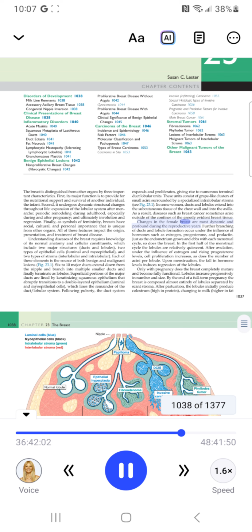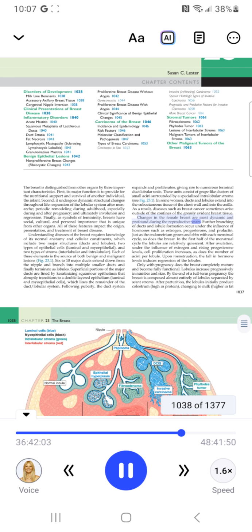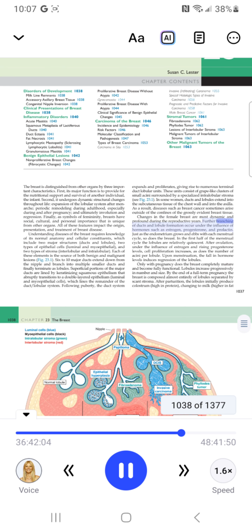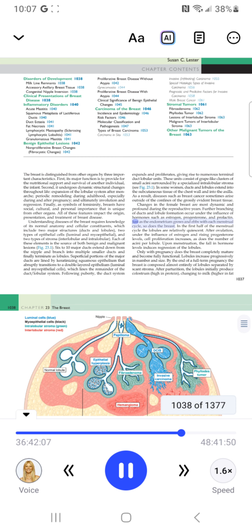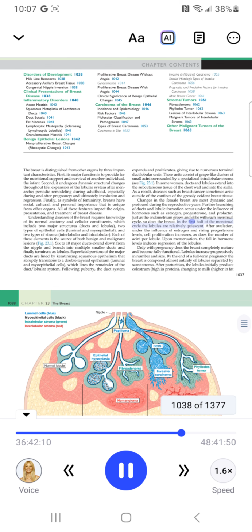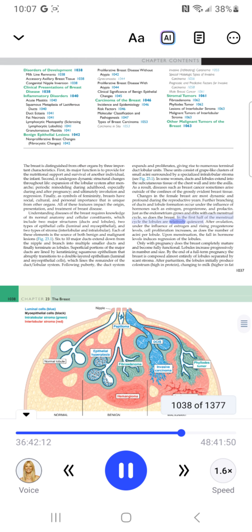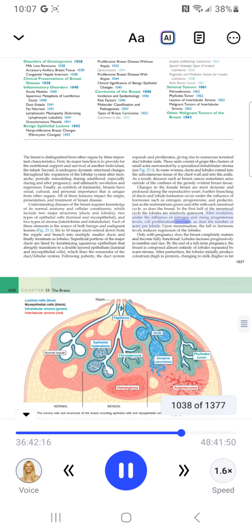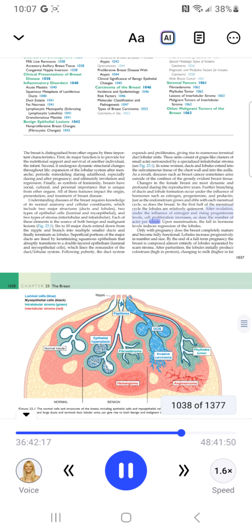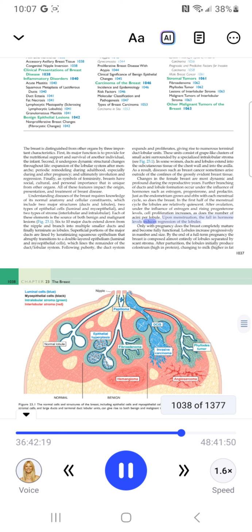Changes in the female breast are most dynamic and profound during the reproductive years. Further branching of ducts and lobule formation occur under the influence of hormones such as estrogen, progesterone, and prolactin. Just as the endometrium grows and ebbs with each menstrual cycle, so does the breast. In the first half of the menstrual cycle, the lobules are relatively quiescent. After ovulation, under the influence of estrogen and rising progesterone levels, cell proliferation increases, as does the number of acini per lobule. Upon menstruation, the fall in hormone levels induces regression of the lobules.